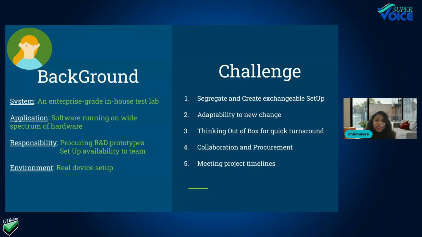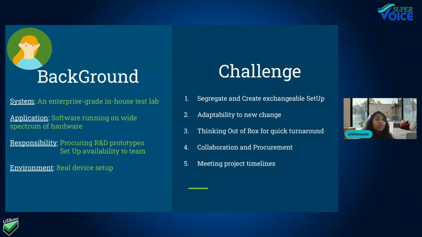The environment she is working in is a real device setup. And because of the operational changes, she is facing the challenge of segregating and creating exchangeable setups, adapting to the new ways of working, thinking out of the box for a quick turnaround. I must say that this enterprise-grade test lab is for the entire project and it is not limited to only the testing team.